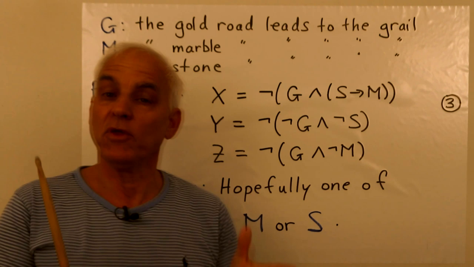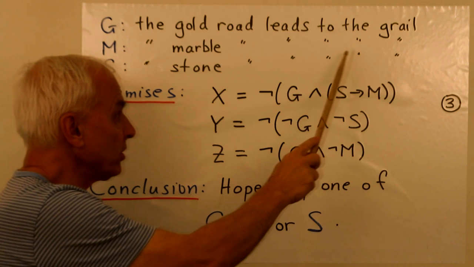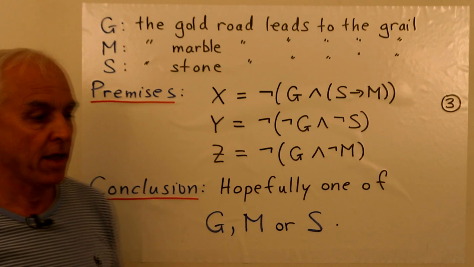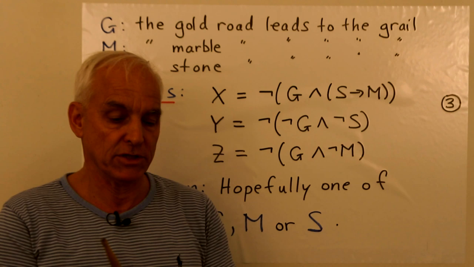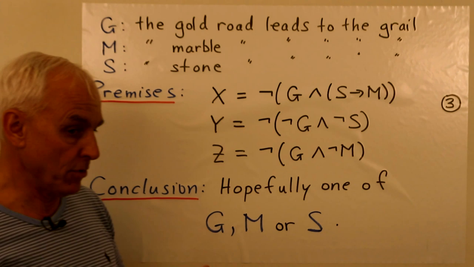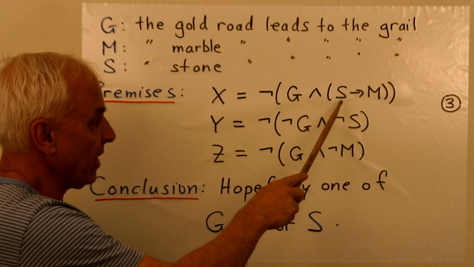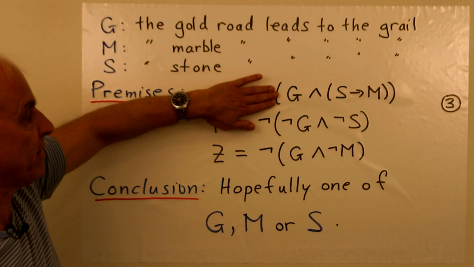So let's frame the information in terms of three propositions labeled G, M, and S. G states that the gold road leads to the grail, M states that the marble road leads to the grail, and S states that the stone road leads to the grail. Then in terms of those, we can express the information encoded by the statements of the knights, remembering, of course, that knights are always liars, so we have to negate whatever it is that they're saying. Okay, so we have three premises. The first one, what the golden road knight said, is interpreted as: it's not true that the gold road leads you there, and that if the stone road leads you there, then the marble road leads you there. Right? So this is what the knight proclaimed, and since he's a liar, we have to put a not in front of it.